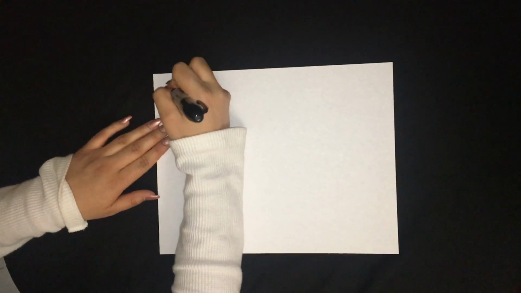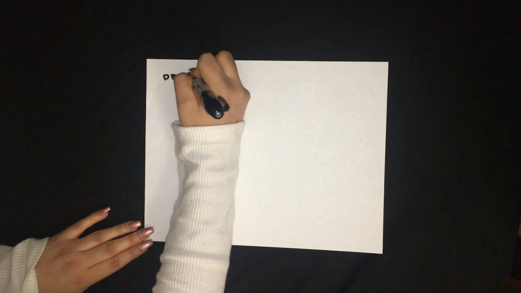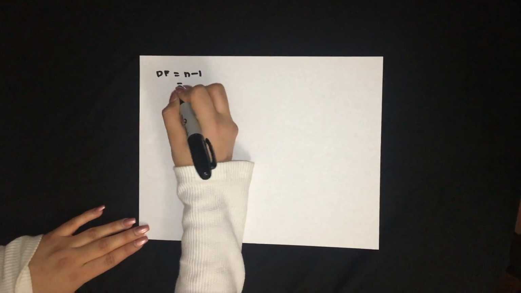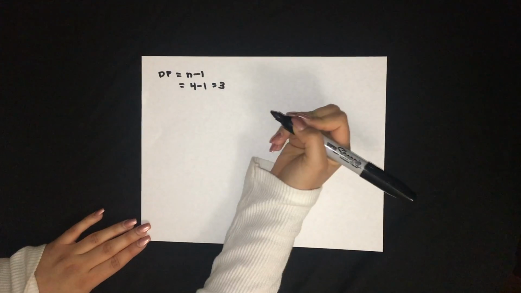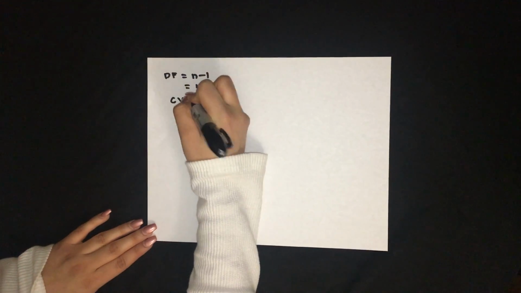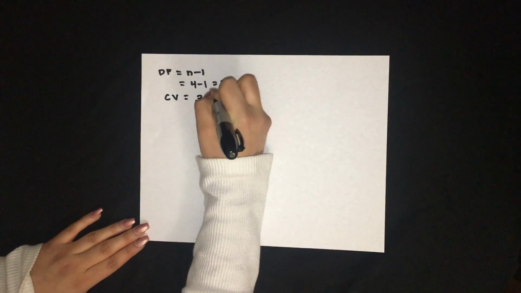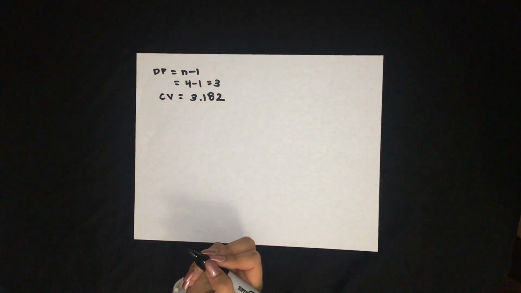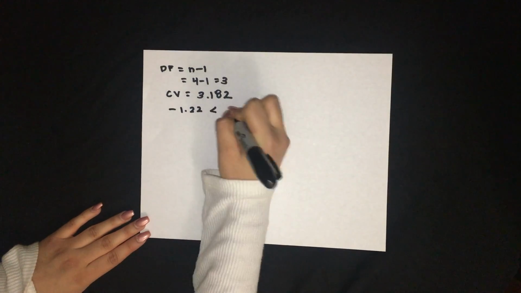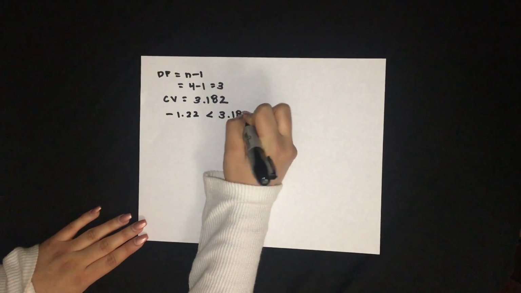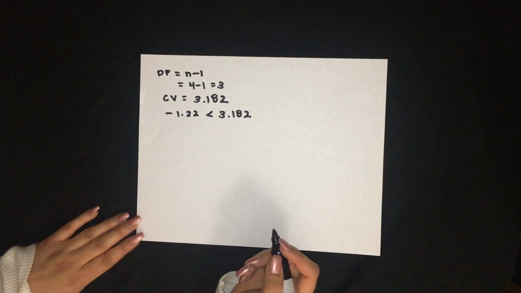First, the equation to find the degree of freedom is sample size minus 1, which is 4 minus 1, which gives you a degree of freedom of 3. So given that the degree of freedom is 3, and the question states that it's a two-tailed test with alpha equaling 0.05, you can conclude that the critical value is going to be 3.182.